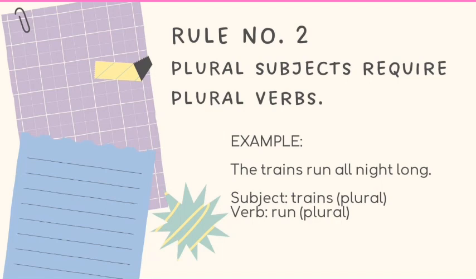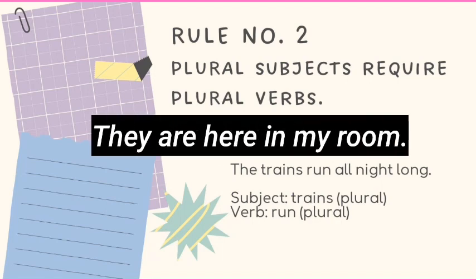They are here in my room. All right. Thank you, Mr. Sumendas. Yeah, they are here in my room. So the subject is they, which is a plural form, and also the verb is are, which is also in the plural form. So the subject and the verb both agree with our rule number 2. Thank you.